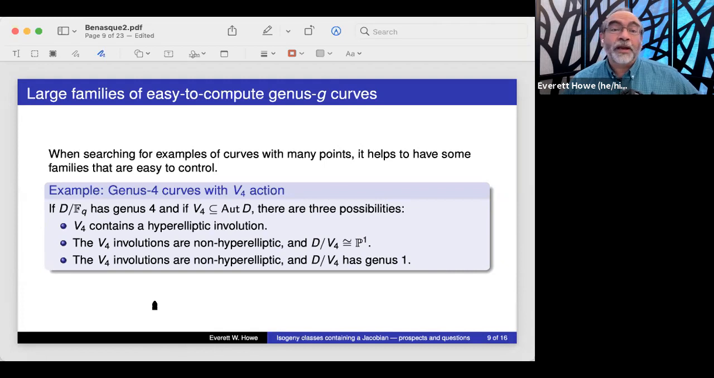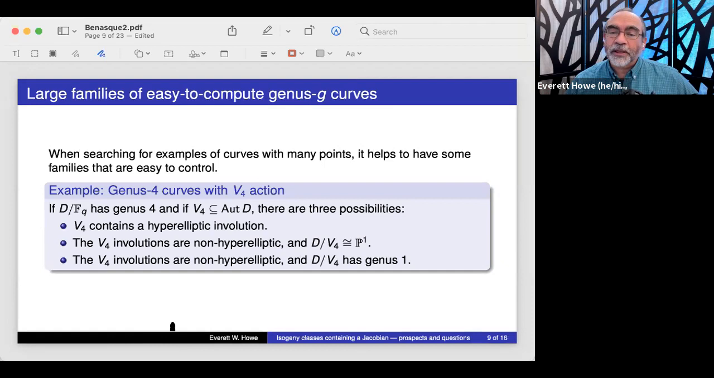So let me move then to the problem of finding easy to compute families, and maybe to give you more of a hint of what I'm thinking about, I'll look at the case of genus 4 curves. When you're searching for examples of curves with many points or with other properties, it's nice to have some families that are easy to control.